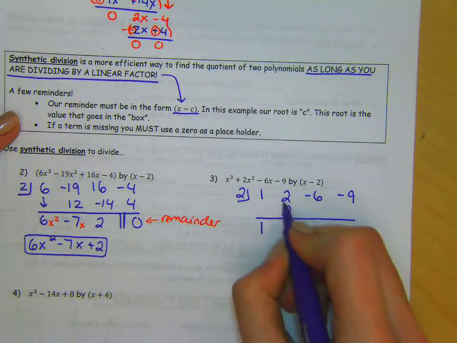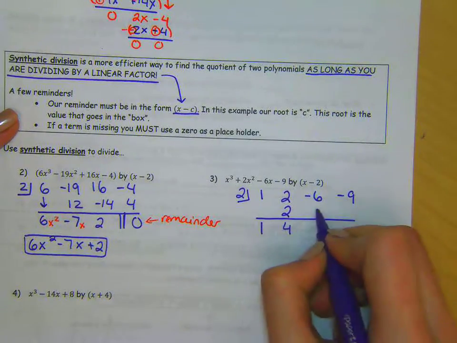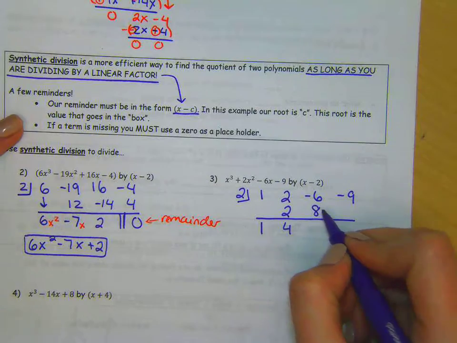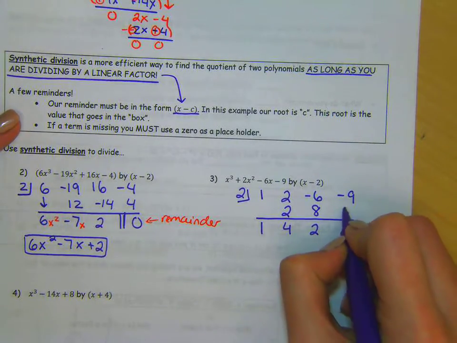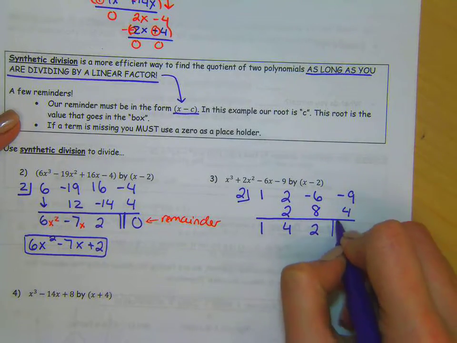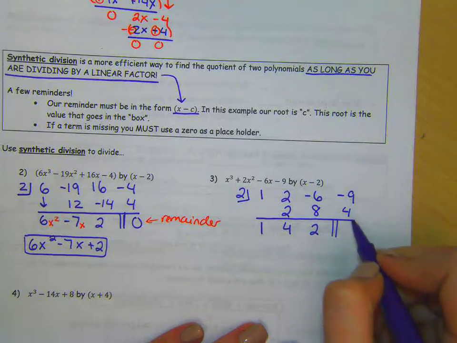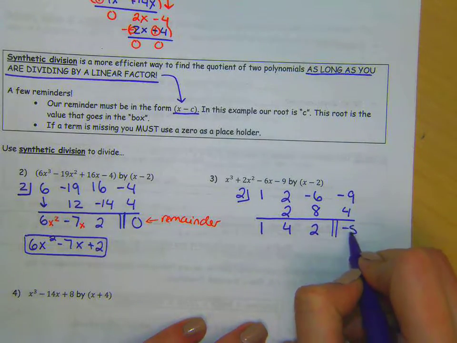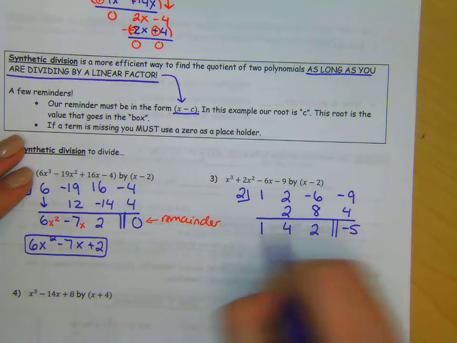Now we add. 2 plus 2 is 4. Multiply. 2 times 4 is 8. Add. Negative 6 plus 8 is 2. Multiply. 2 times 2 is 4. Add, and again, the last spot is always where the remainder goes. Negative 9 plus 4 is negative 5. So when we have a remainder, well, let's just write out this first portion here.